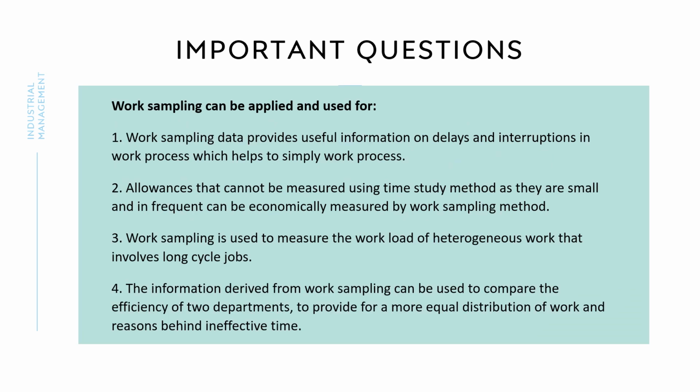Work sampling can be applied and used for: 1. Work sampling data provides useful information on delays and interruptions in work process, which helps to simplify work process. 2. Allowances that cannot be measured using time study method as they are small and infrequent can be economically measured by work sampling method. 3. Work sampling is used to measure the workload of heterogeneous work that involves long cycle jobs. 4. The information derived from work sampling can be used to compare the efficiency of two departments, to provide for a more equal distribution of work and reasons behind ineffective time.